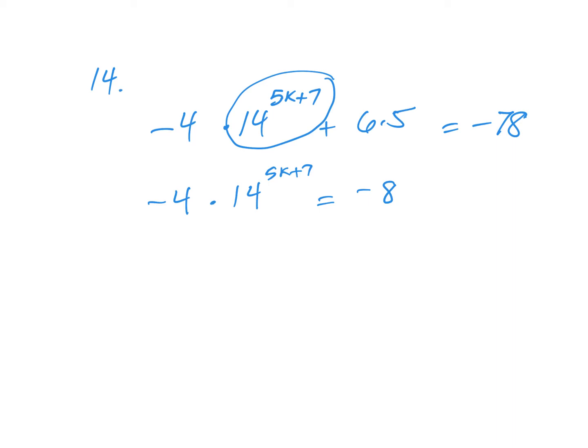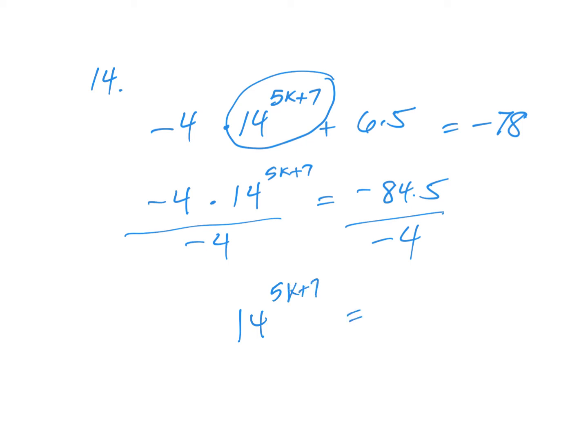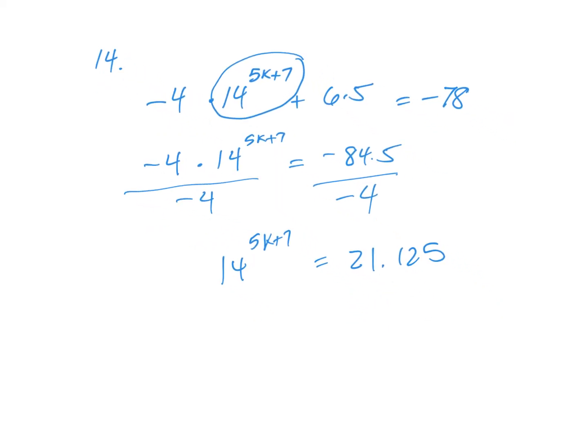But that's after you add the 4 and divide by 4. You divide by -4 on both sides, and now you have 14 to the 5k plus 7 equals what? Positive 21.125. All right. So now we put it in logarithmic form, and we have log base 14 of 21.125.